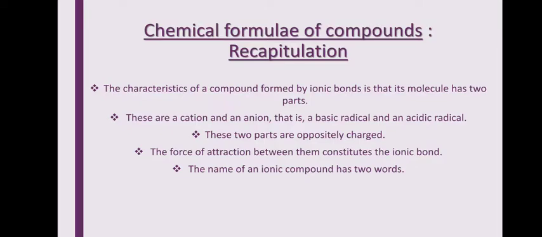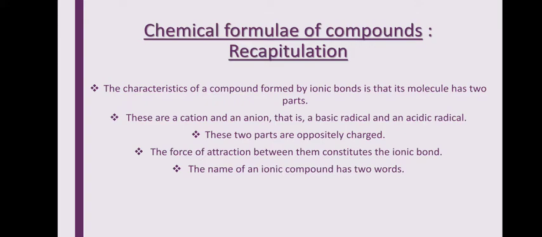So, chemical formula of compounds. Now the characteristic of a compound formed by ionic bonds is that its molecule has two parts. These are a cation and an anion, that is a basic radical and an acidic radical. These two parts are oppositely charged. We already know it, positively and negatively. The force of attraction between them constitutes a bond which is called an ionic bond.